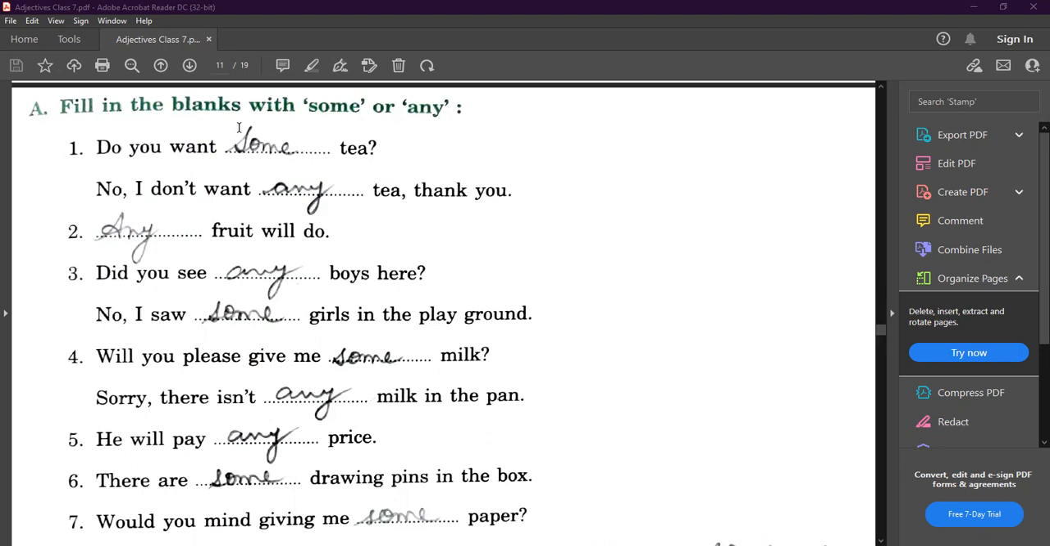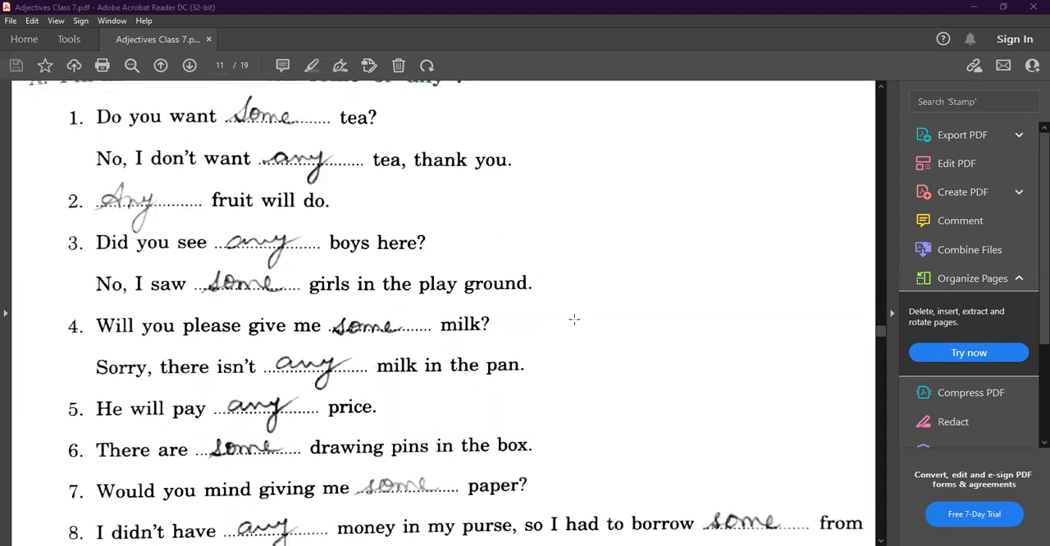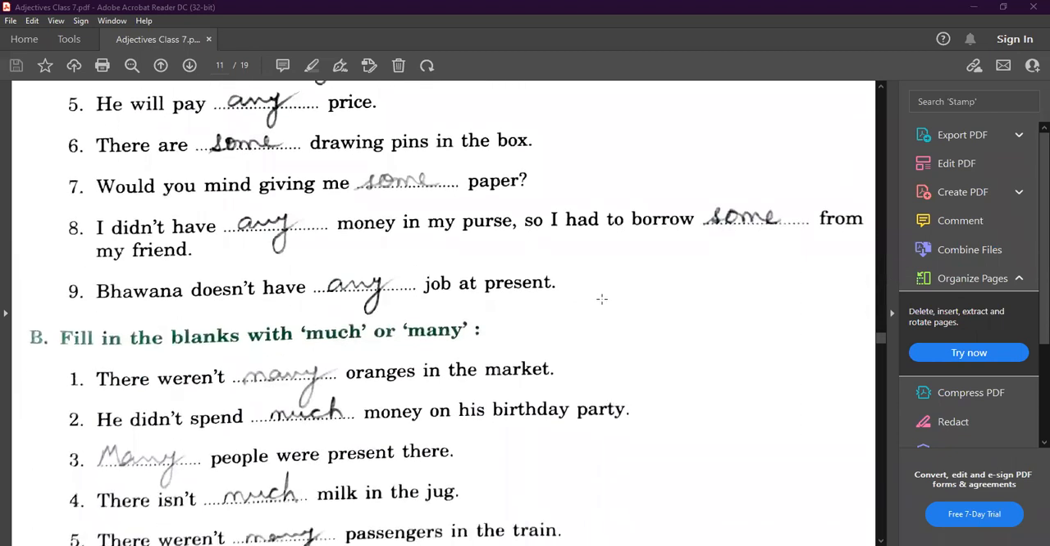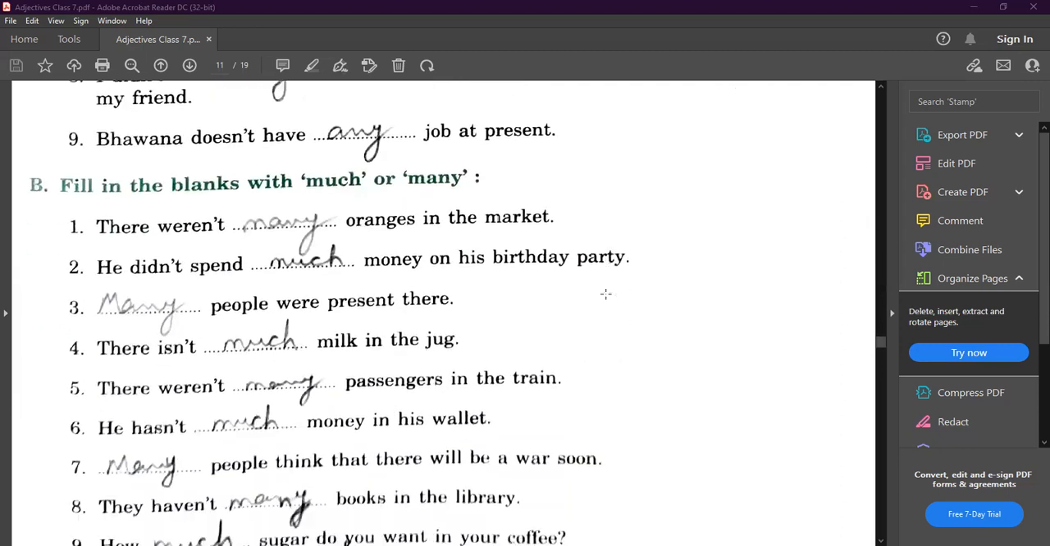He will pay any price. There are some drawing pins in the box. Would you mind giving me some paper? I didn't have any money in my purse, so I had to borrow some from my friend. Bhavna doesn't have any job at present.